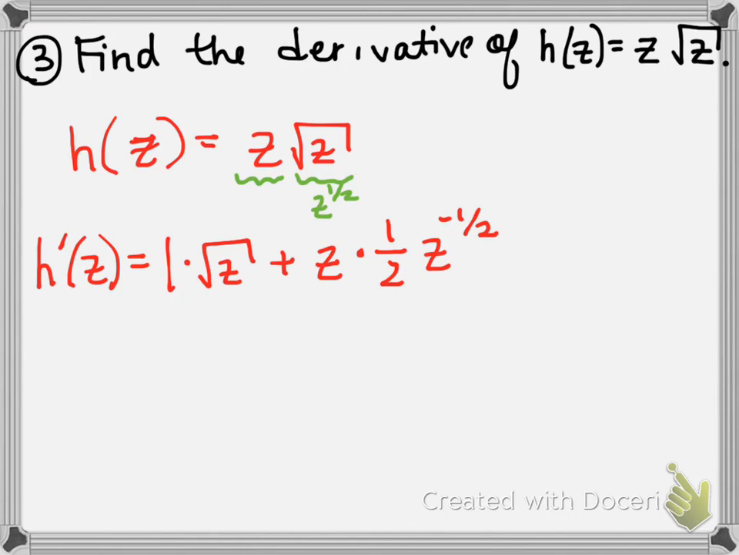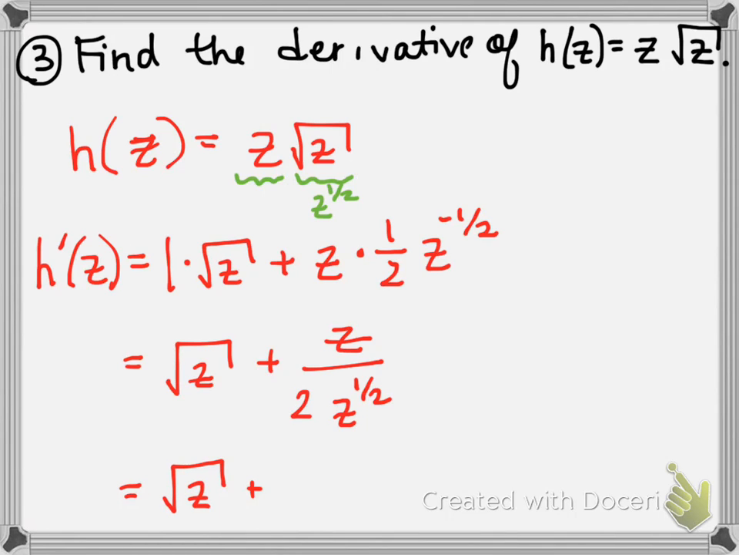Okay, well, that doesn't look like 3/2 times the square root of z, so let's try to make it look more like that. So 1 times the square root of z is the square root of z. And then here we have z divided by 2 square root of z, or maybe a little bit easier to work with, z over 2 z to the 1/2, which is square root of z plus, well, z divided by z to the 1/2 is z to the 1/2 over 2. Of course, z to the 1/2 is the square root of z. So I have square root of z plus 1/2 square root of z, which is 3/2 square root of z.